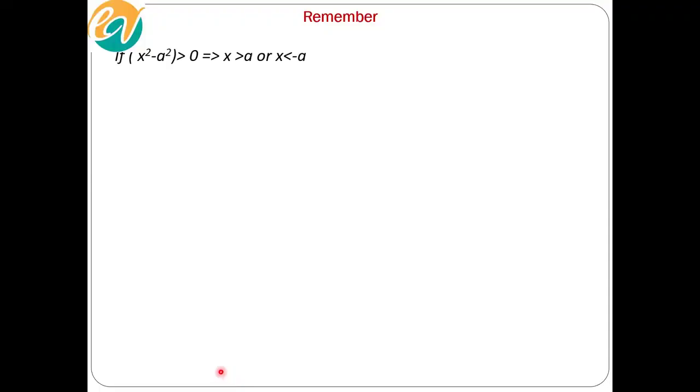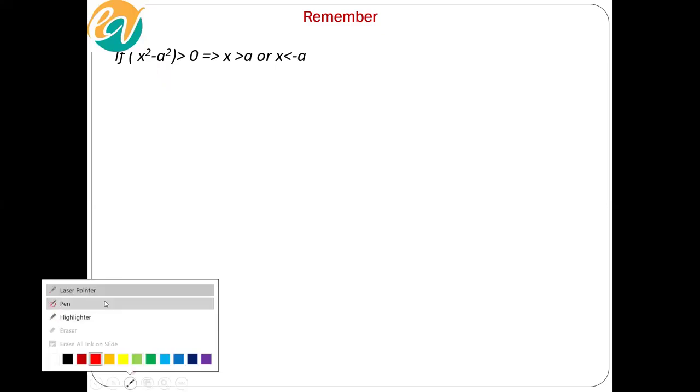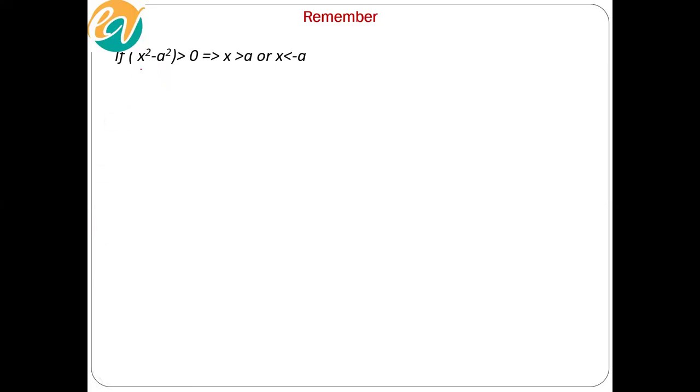Okay. Remember, if it is given that x square minus a square is greater than 0, then the solution to this is either x is greater than a or x is lesser than minus a. We can quickly look at the derivation of this. X square minus a square can obviously be factorized. How will you factorize this? X plus a into x minus a, right? So x plus a into x minus a is greater than 0.